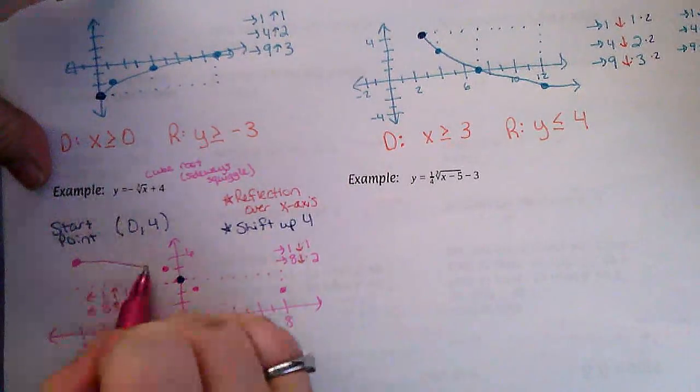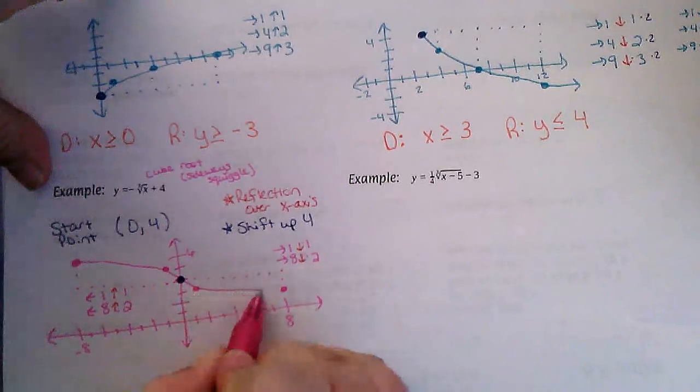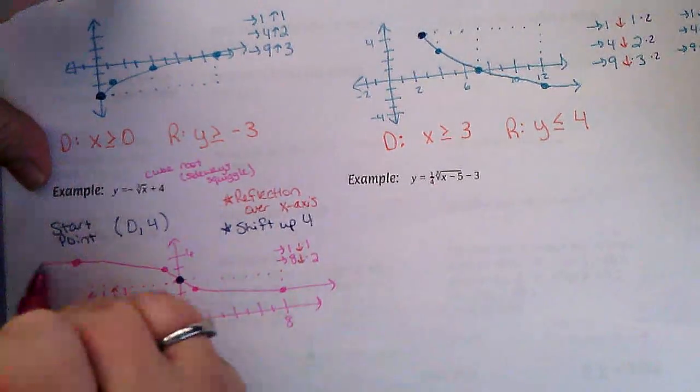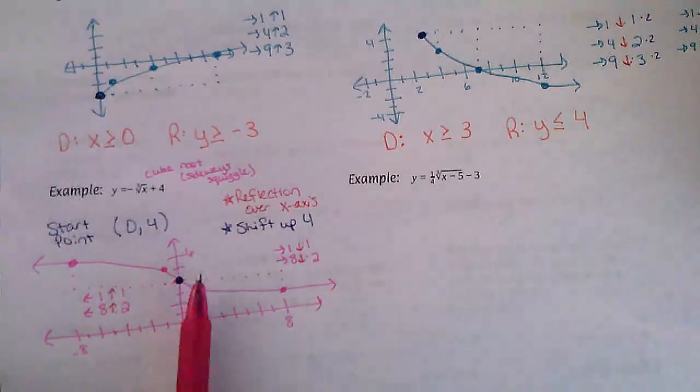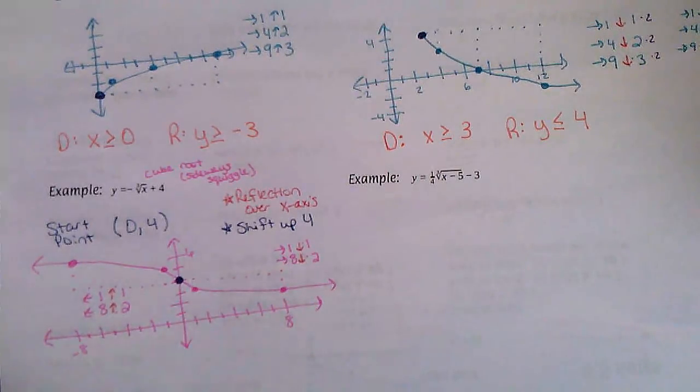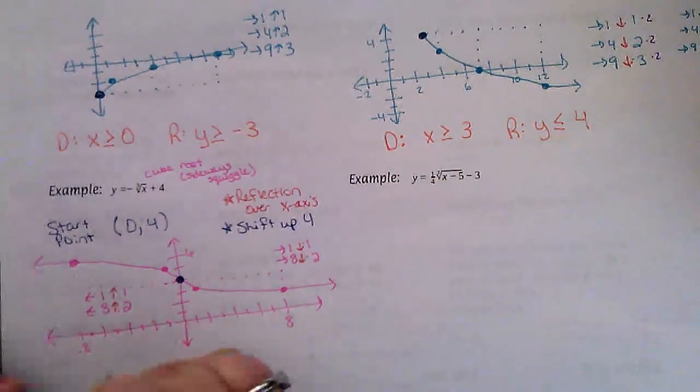There's my new graph. So that is the same sideways squiggle, but it's been moved up 4 and then reflected. So let's talk about domain and range for this guy.